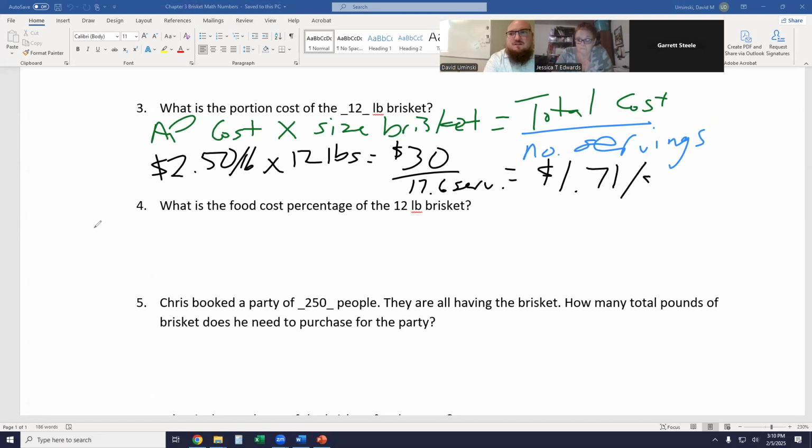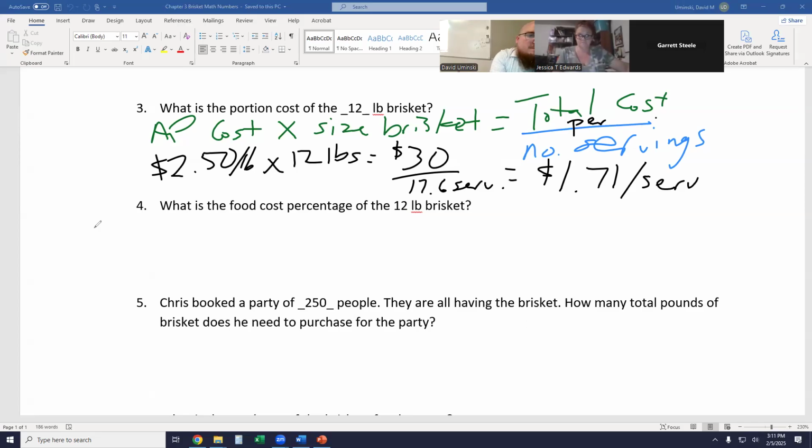$1.71 per serving. That's my cost. Okay. Questions, comments, concerns about that? I take how much it cost me to buy that brisket and just divide it. Cost per servings. That word per, remember, is a division line. Cost per servings.